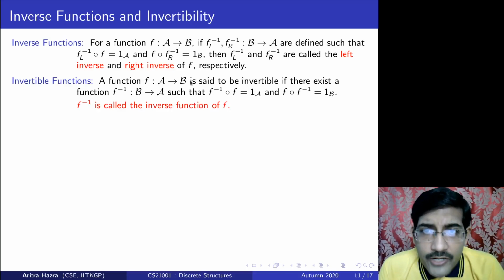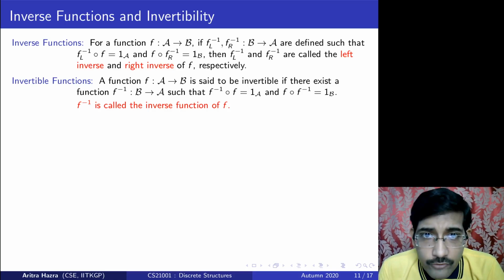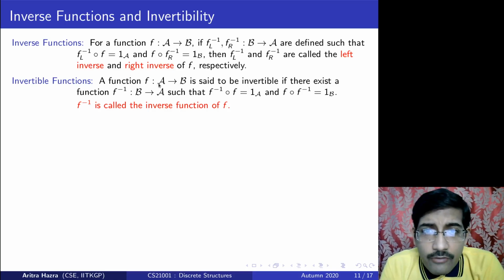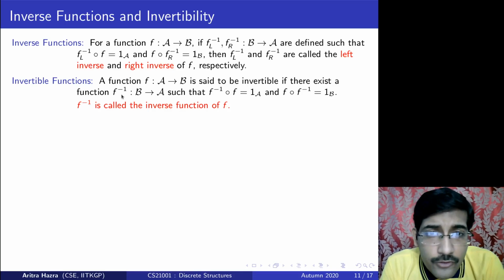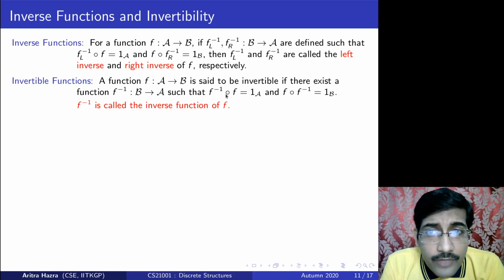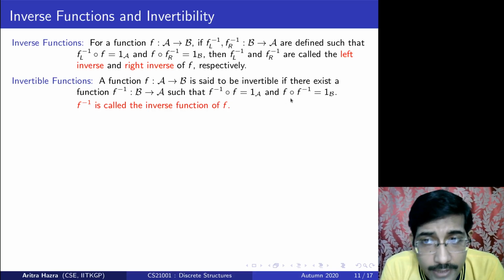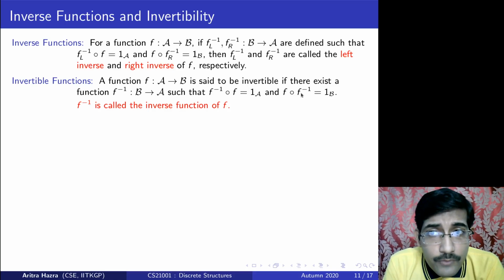Invertible functions are extensions of the notions or definitions of left and right inverse. We call a function f from A to B invertible if there exists a function f inverse from the reverse domain, that is from B to A, such that f inverse from the left, that is the left inverse, composed with f provides the identity, and the same function composed from the right side, as a right inverse, provides the identity.